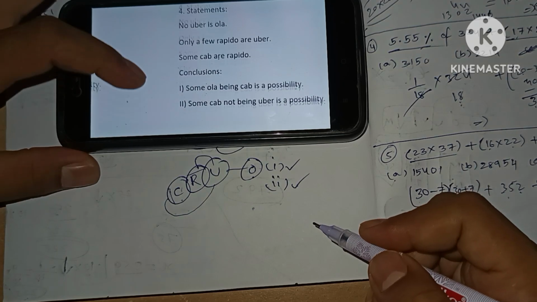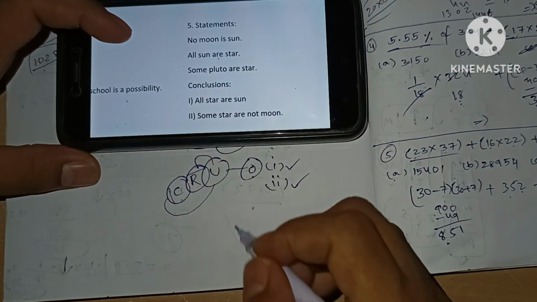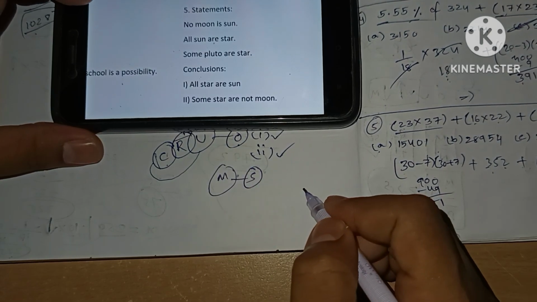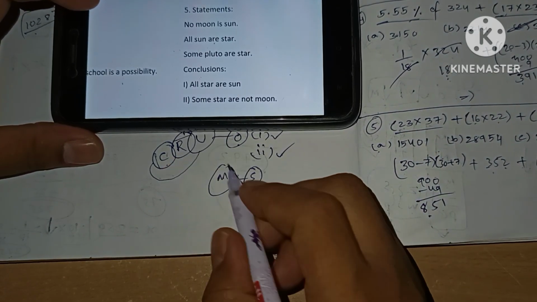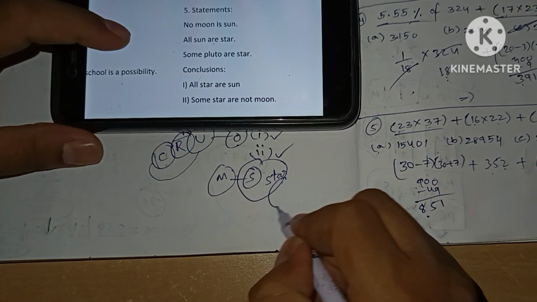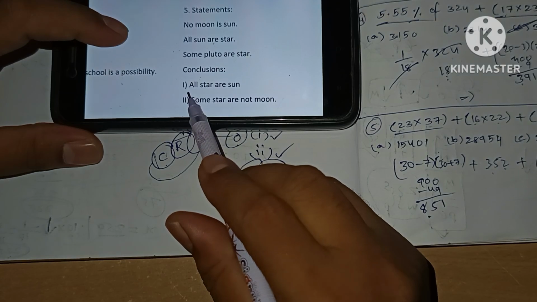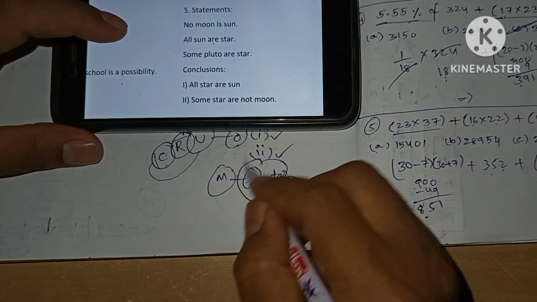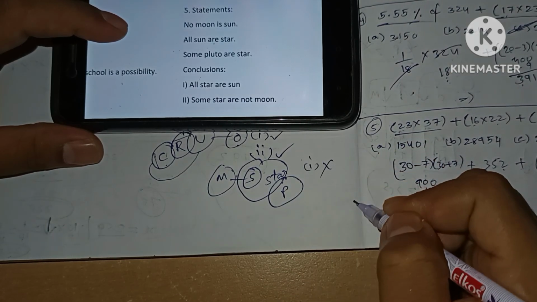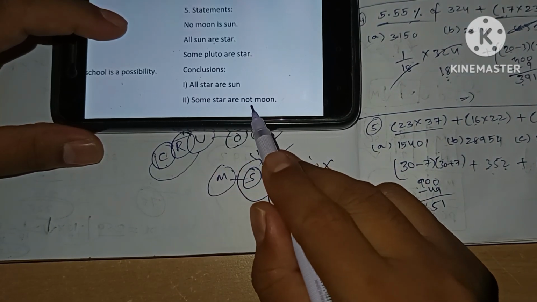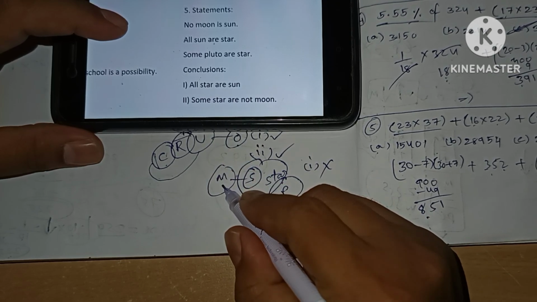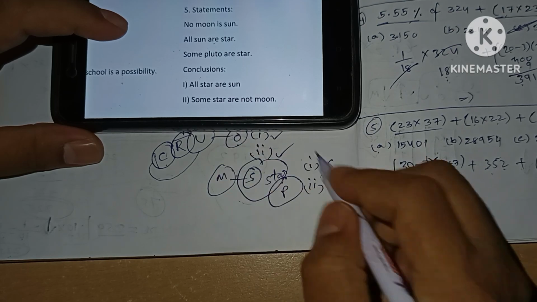Next, fifth question. No moon is sun. All sun are star. Some Pluto are star. Conclusions. All star are sun. All star inside sun? No, it is in reverse. So the first conclusion will be false. Some stars are not moon. We check whether all stars can be moon. All stars placed inside moon? No, it is not possible. All case fails means the some not case will be true.